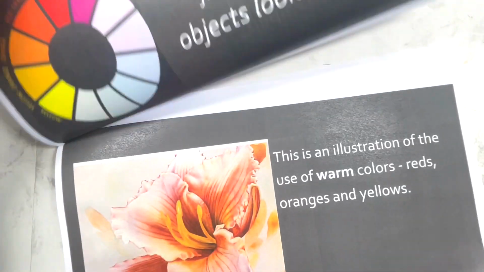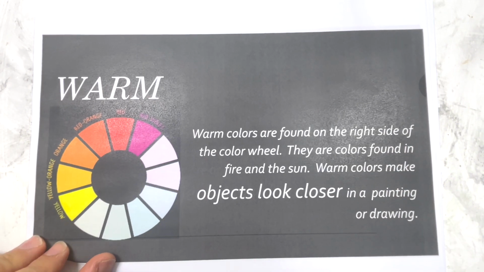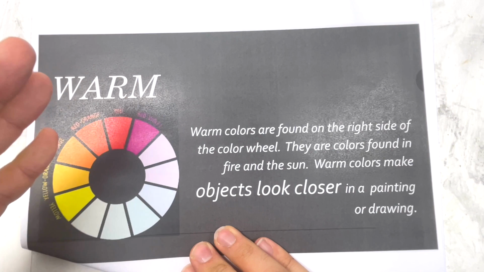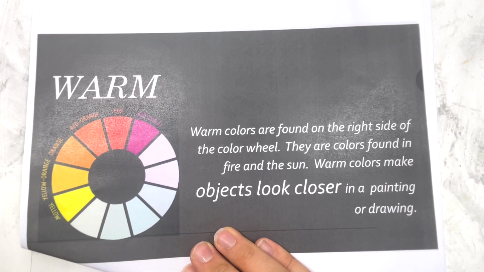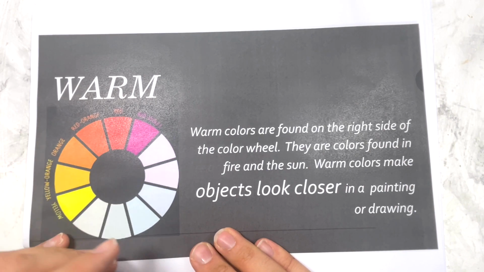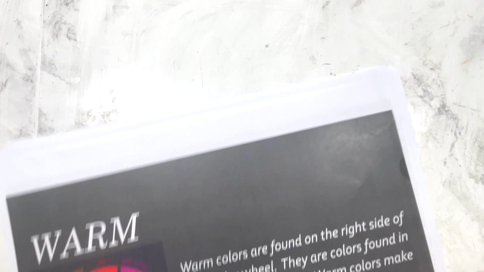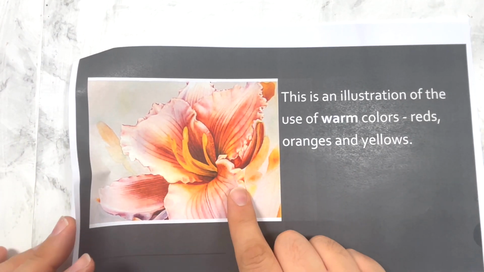Almost at the end, guys, we've got the warm colors. The warm colors are situated on the right side of the color wheel, and they are the colors found in the fire and in the sun. Warm colors make objects look closer in a painting or a drawing, so they make you feel warm. That is an example of an illustration made using the warmer colors.